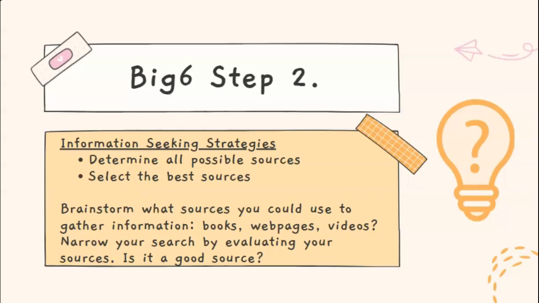Step 2 is information seeking strategies. This is where you determine all possible sources and select the best sources for you to use. When you're doing this step, brainstorm what sources you could use to gather information. Do you want to use books, web pages, videos? Then narrow your search by evaluating your sources. Is it a good source to use?